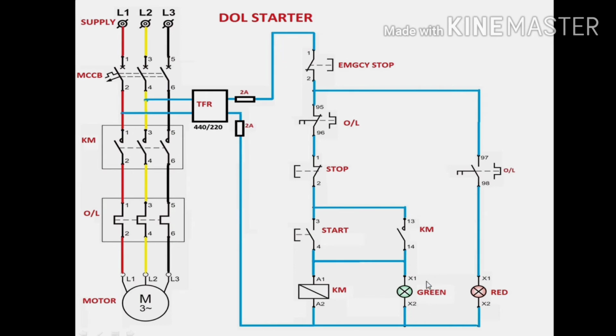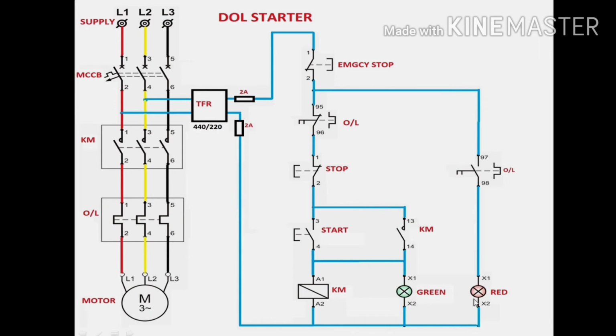This is a green light to indicate that the motor is running. This is a red light for overload indication. We see here one NO contact of the overload relay. In case of overload it will make and this light will glow, showing that overload happened.